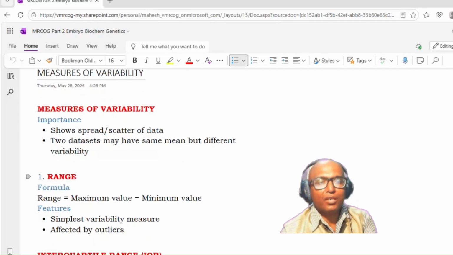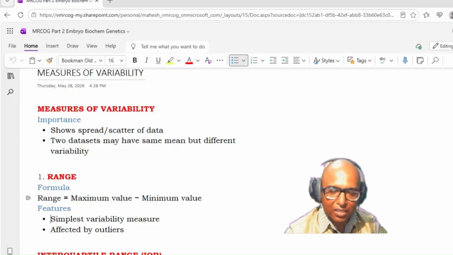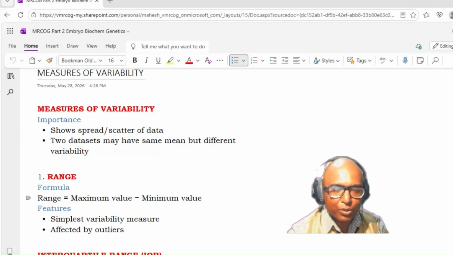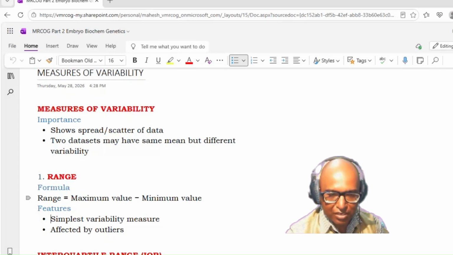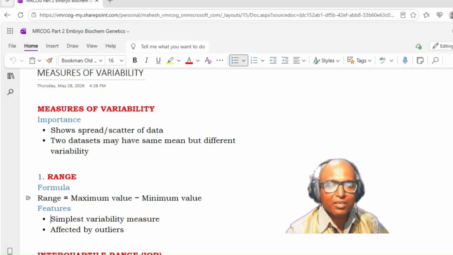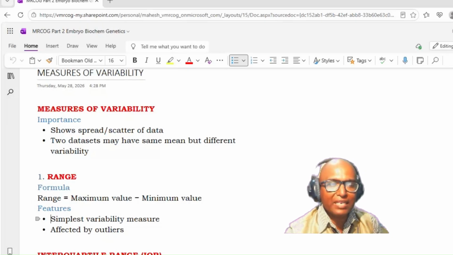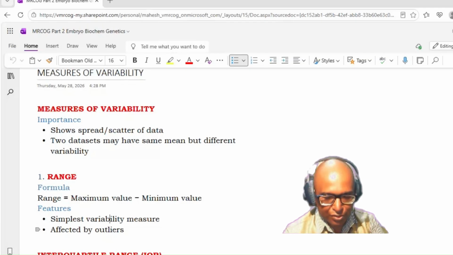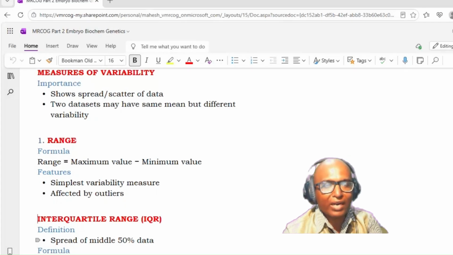So for range calculation, suppose you are given 20 observations, and these 20 observations extend from, say, 2 as the least observation to 48 as the highest observation, and in between there are 20 observations in total. So your range will become 48 minus 2. 46 is the range. So maximum value minus minimum value, that is the range. Very simple.